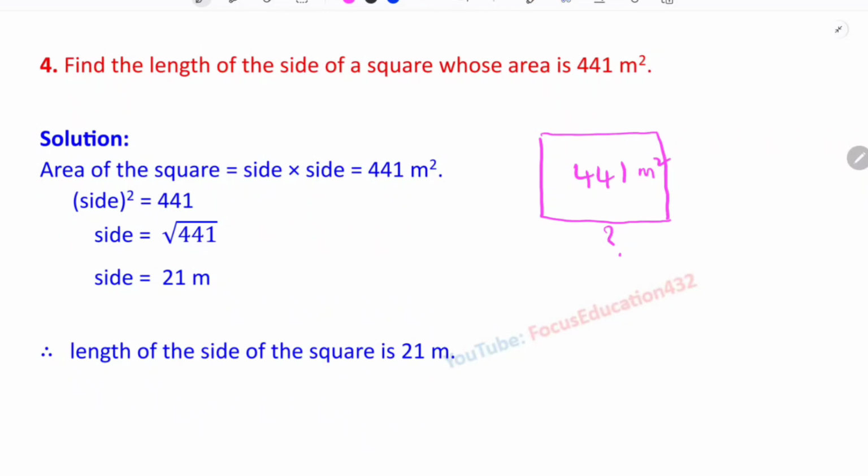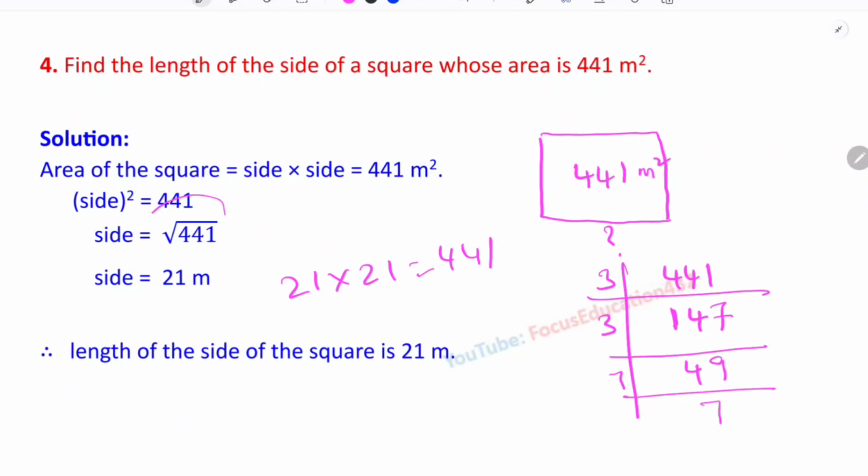We know that the area of the square is side multiplied by side. We have the value 441. So we should know which number, when multiplied by itself, gives 441. That is simply the square root of 441. The square root of 441 is 21. That means when you multiply 21 by 21, we get 441. Clear?